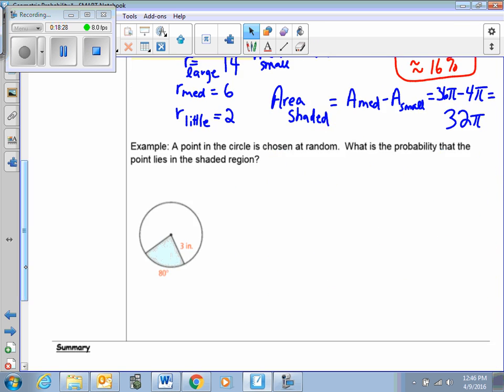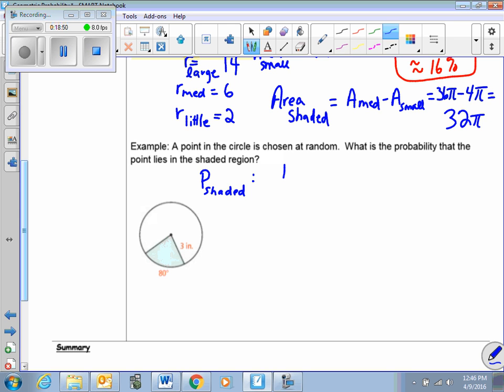All right, one more. Okay, guys, now this would be a good time for you to pause this video and try to do this one on your own, and then you can come back and see how you did. Choosing a point at random. What is the probability? All right, probability shaded. Once again, that's going to be the area of the shaded divided by the total area, because I could pick a point at random. It could be anywhere in that circle.